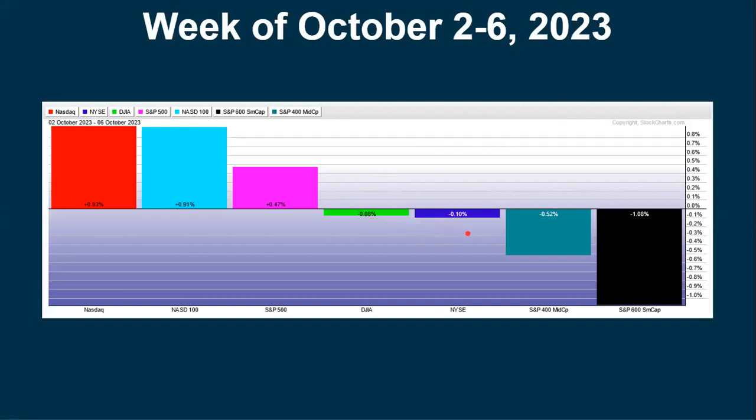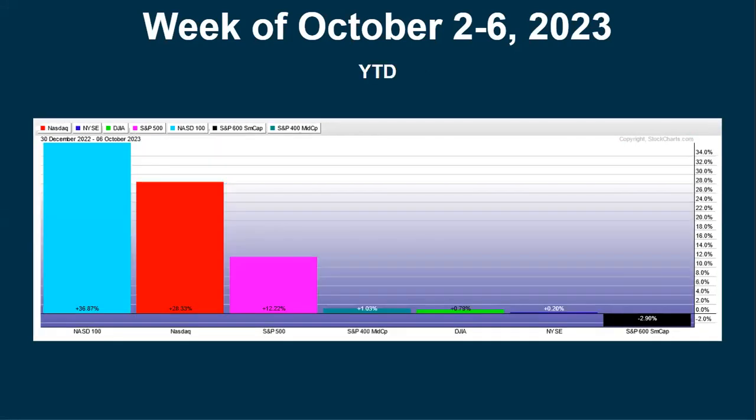So for the week, the NASDAQ 100 and the S&P were positive, but then the Dow, the NYSE, the mid caps, and the small caps ended up being down. Now, this just measures the 5 trading days for the past week. It doesn't go from Friday to Friday. It just goes through Monday through Friday. So that's why some of these results may be a little bit different than others that you will see.